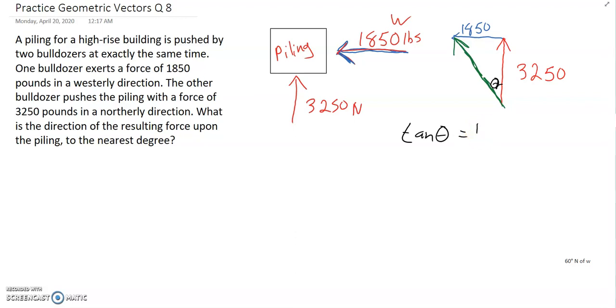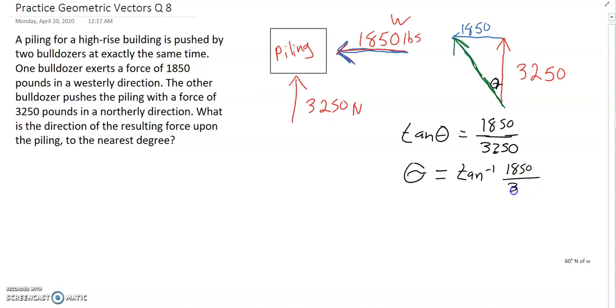Oops, right here. Tangent equals opposite over adjacent. Oh, that was right. 1,850 over 3,250. And then to solve for the angle, we just need to do the tan inverse of both sides, which I haven't calculated yet, but I think we end up getting 30 degrees, or approximately 30 degrees on that one.